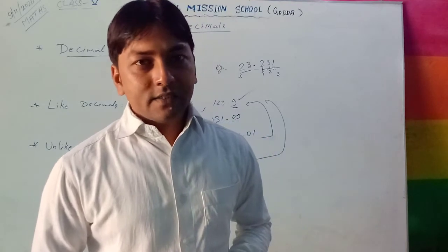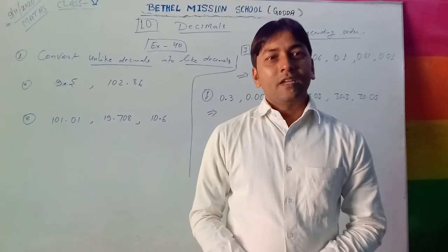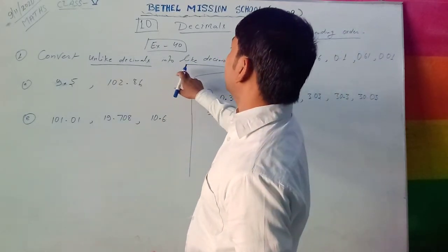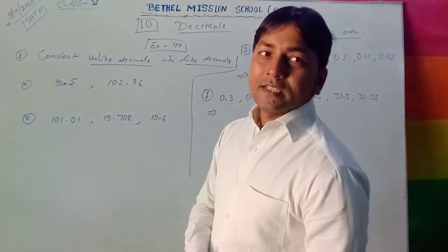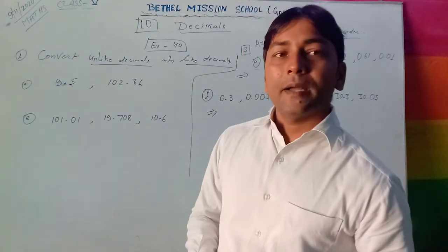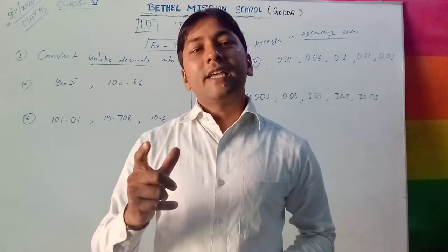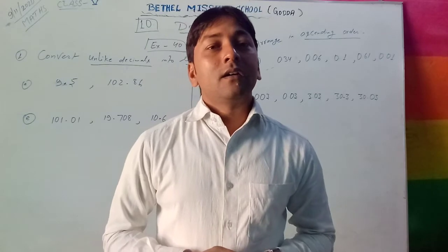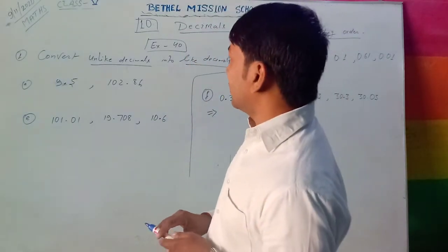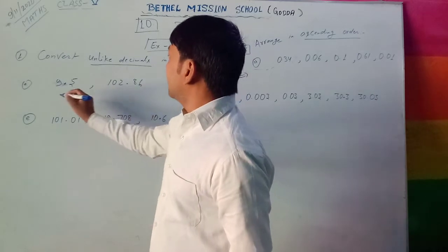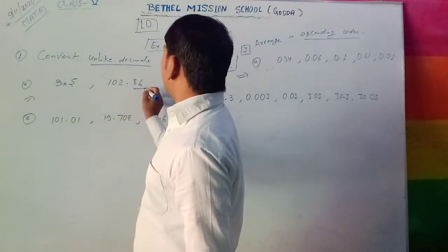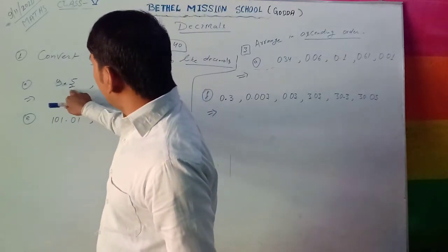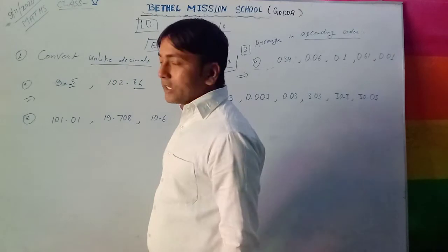Now we do the exercise 40. Convert unlike decimals into like decimals. Okay, I just taught you that you have to find out the maximum number of decimal places. In the first question, there are 2 and there is 1. There is 1 decimal place and there is 2 decimal places.